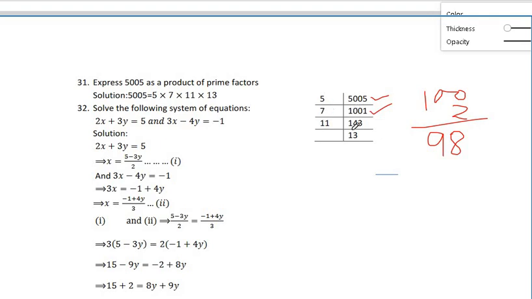7 into 1 is 7. 3 remains, 30. 7 into 4 is 28. 2 remains, 21. 7 into 3. Then this number 143 is divisible by 11. 11 into 1 is 11. 3 remains, 33. So 11 into 3 is 33. So 5005 equals 5 into 7 into 11 into 13.